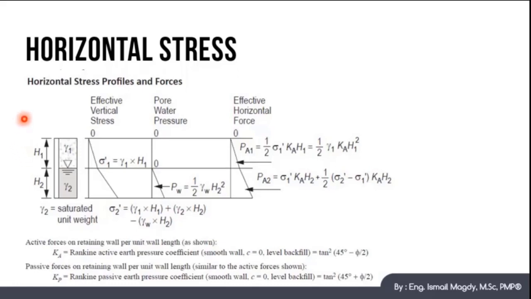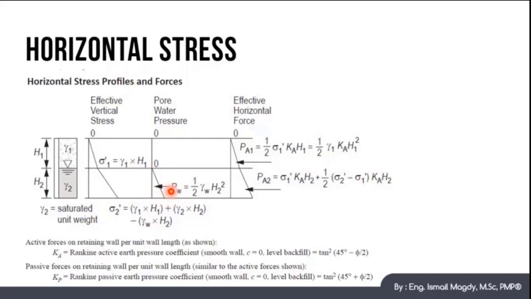As we can see here, the vertical stress at this layer will equal gamma 1 multiplied by h1, and at this layer will equal gamma 1 multiplied by h1 plus gamma 2 multiplied by h2 minus the pore water pressure, which is gamma water multiplied by h2. So this would be the effective vertical stress. In addition to effective vertical stress, we have the pore water pressure, which equals gamma water multiplied by h2. But this is the value of the pressure.